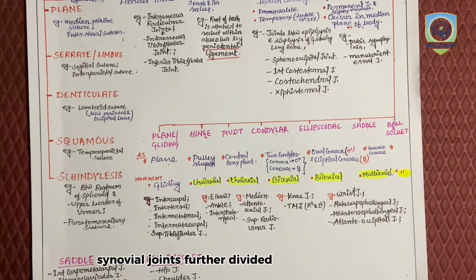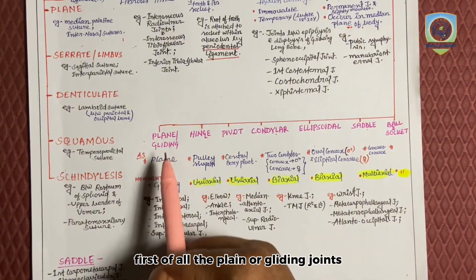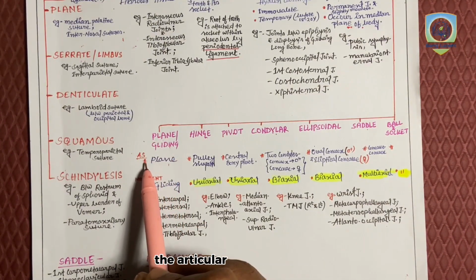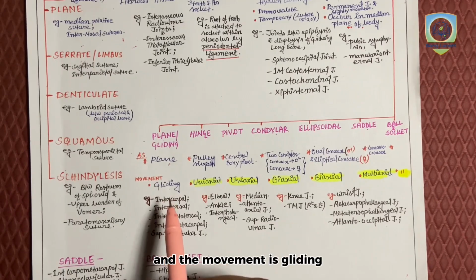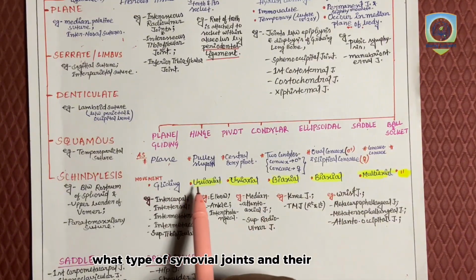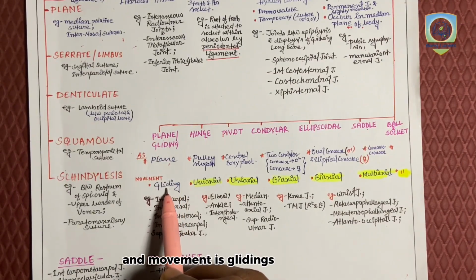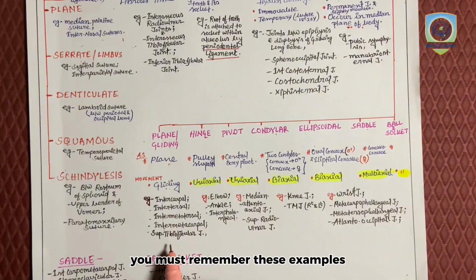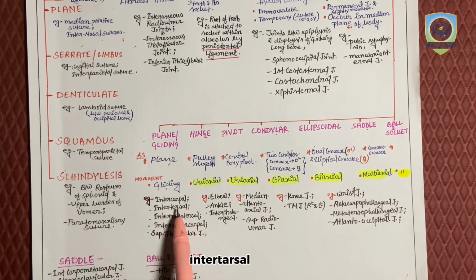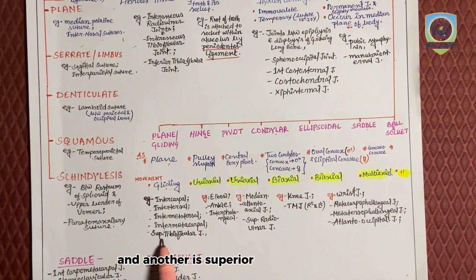Synovial joints are further divided into several types according to their articular surface. First of all, the plain or gliding joints: their articular surface is plain and the movement is gliding. You should remember what type of synovial joint has what movement, because you can get this type of MCQ in university exams. Plain or gliding joints, the movement is gliding, and you must remember these examples: intercarpal joints, intertarsal joints, intermetatarsal joints, intermetacarpal joints, and the superior tibiofibular joint.